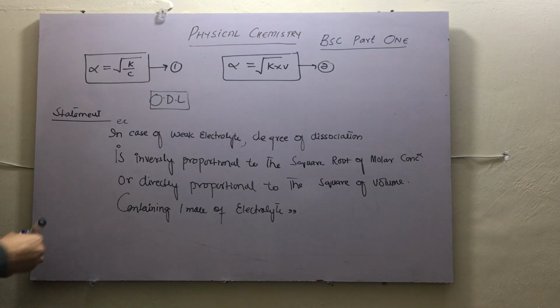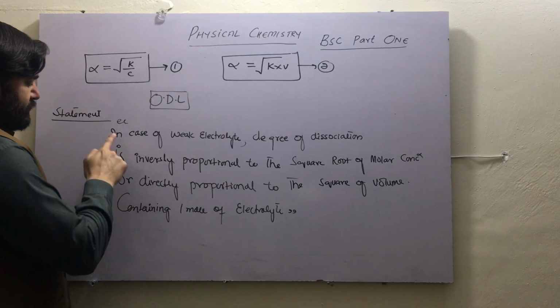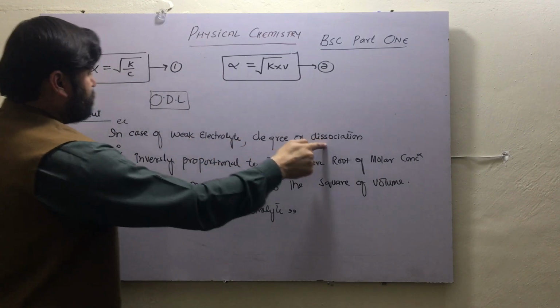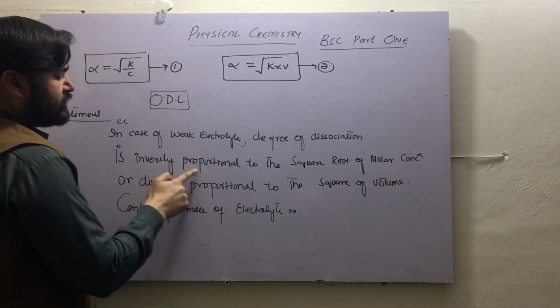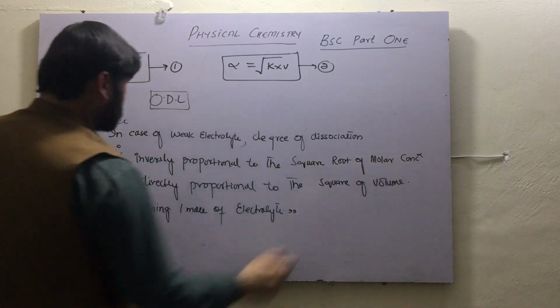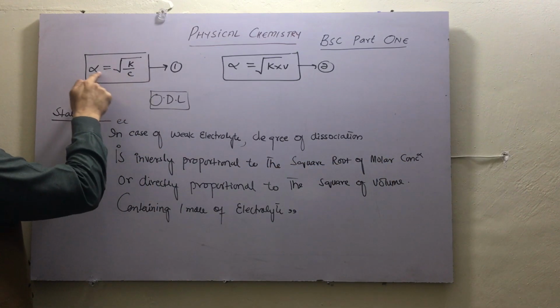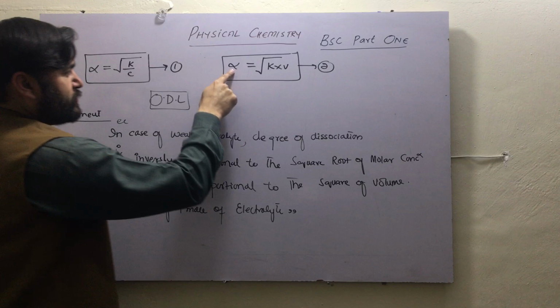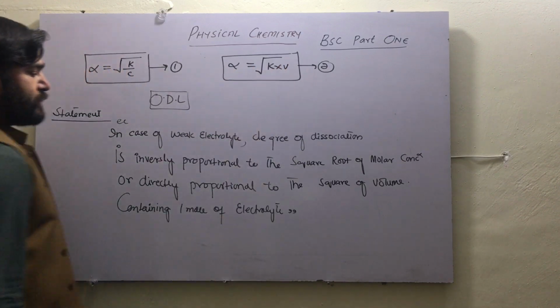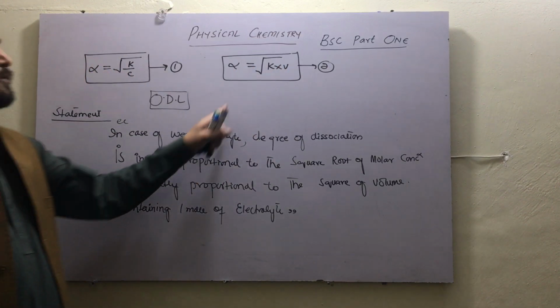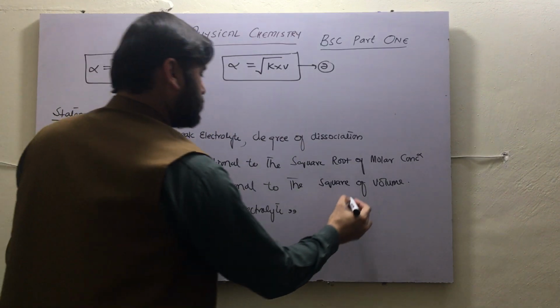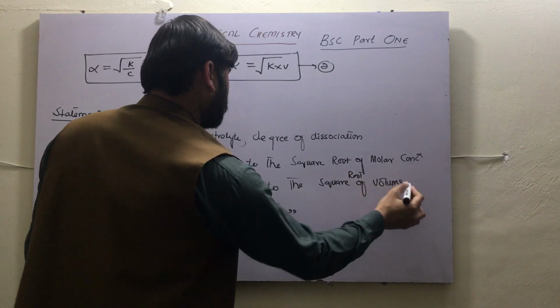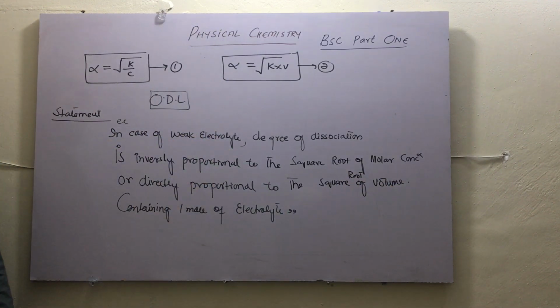From these two equations, you can easily understand that in case of a weak electrolyte, the degree of dissociation, alpha, is inversely proportional to the square root of molar concentration, and directly proportional to the square root of the volume containing 1 mole of electrolyte.